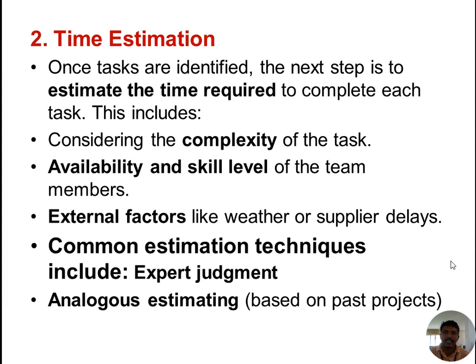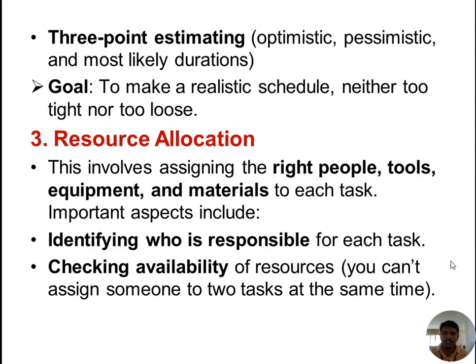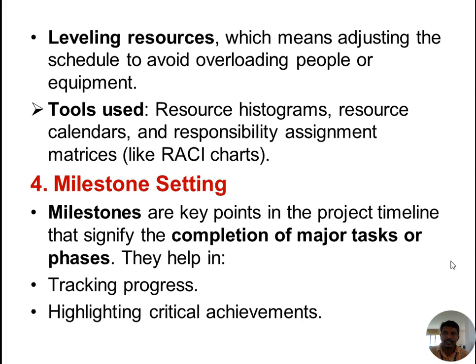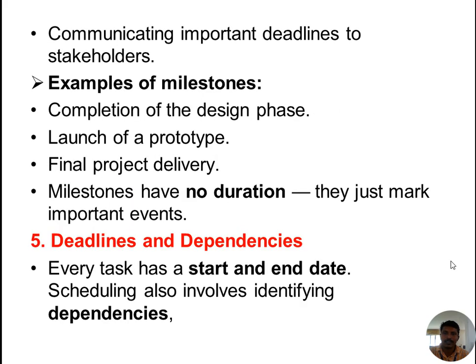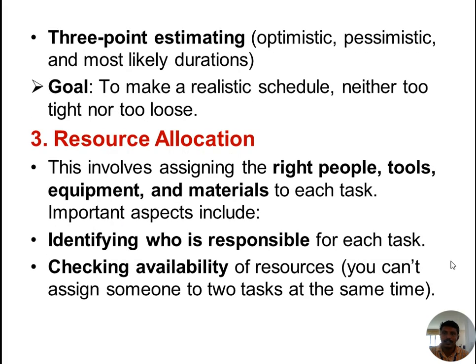And then the second one is time estimation. Once the activities are identified and arranged into sequence, how much time each and every task or activity takes is calculated with the help of the PERT, Project Evaluation and Review Technique, method. Some common estimation techniques are analogous estimation, 3-point estimation, and so on.